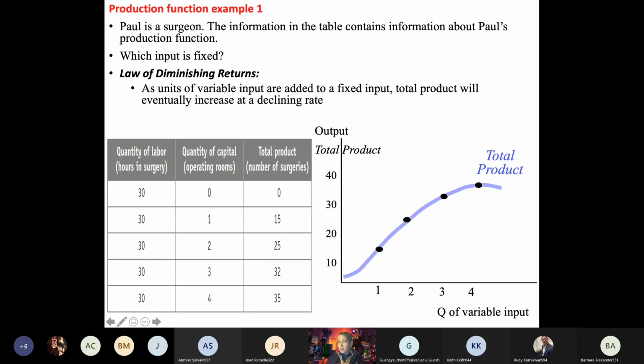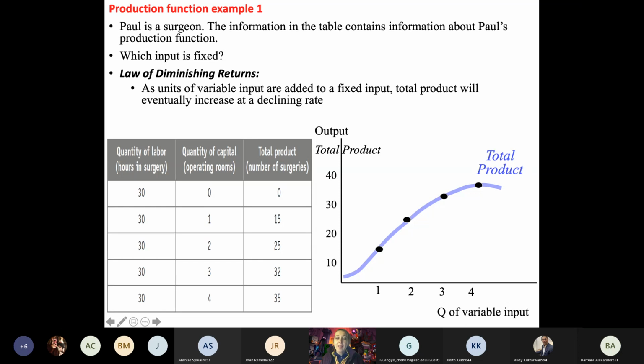If he takes his available time, 30 hours, and uses it on 1 room, he can produce 15 surgeries per unit of time per week. Then with 2 rooms, he can increase it to 25, with 3 rooms to 32, and with 4 rooms to 35. Notice the limited resource in this case is not his capital, which can be variable to a certain extent, but his time, the 30 hours constraint.